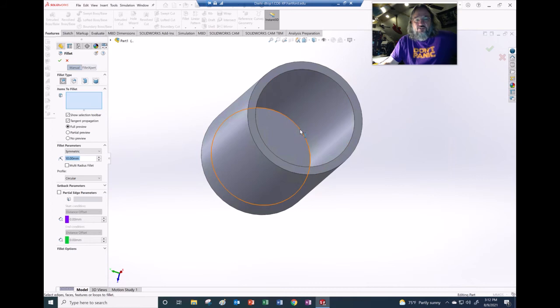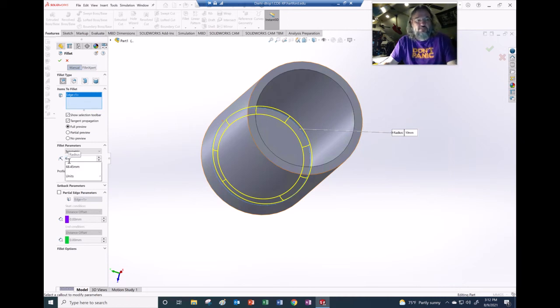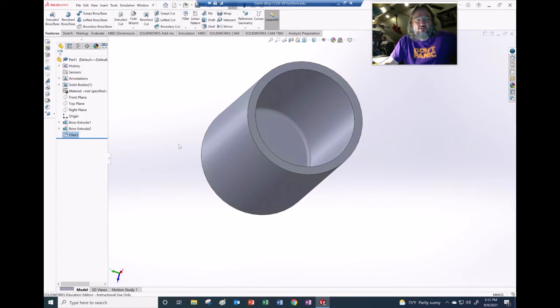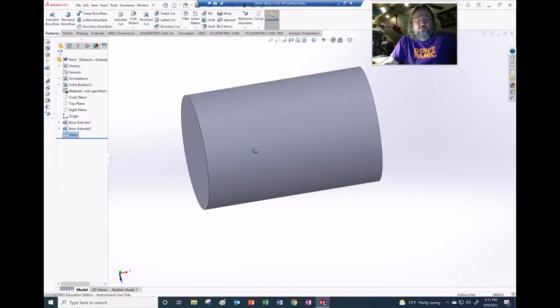So I'm actually going to put a fillet in here. And I might make this a 6 millimeter fillet. And I'm going to make it a 12 millimeter fillet on the outside. I don't know. Why not? Is my computer really this slow? This might make the video way too long.